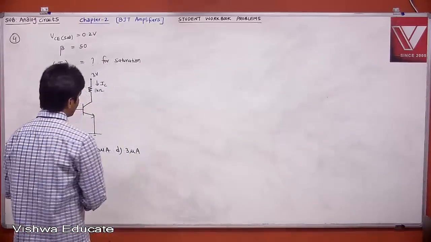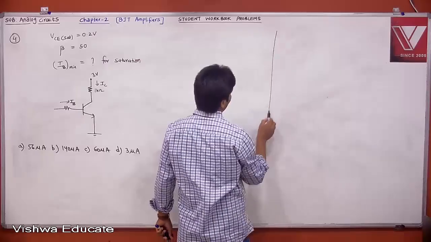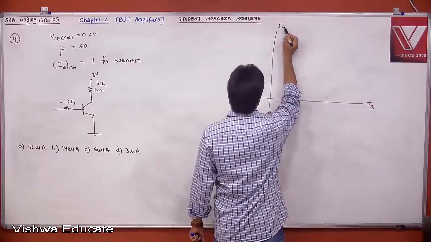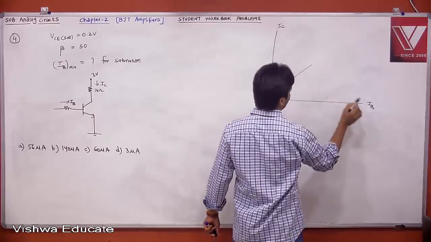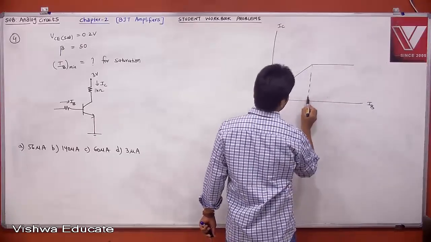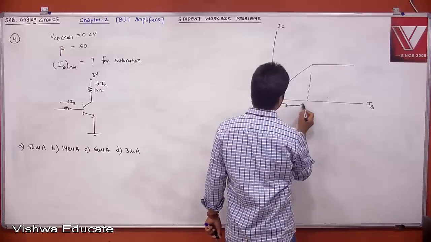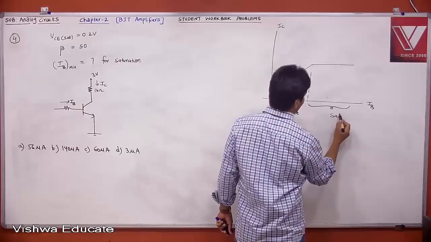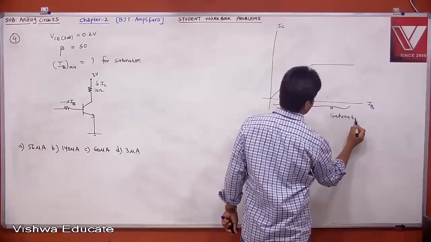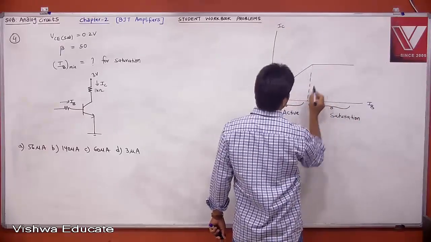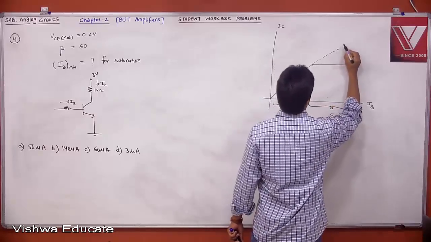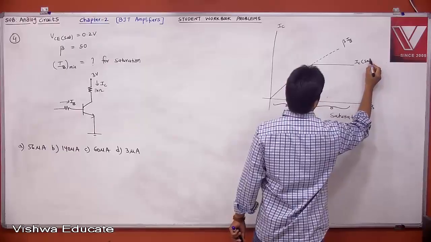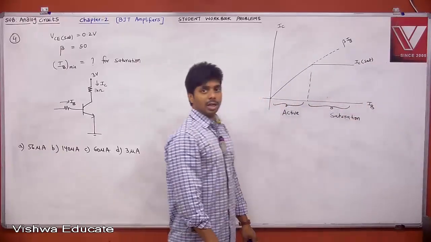Now what is asked is, I gave you already, this is your IB and this is your IC. When the transistor is in saturation, your IC will track IB, but once the transistor enters into the active region, and this is your saturation, which we have seen already. Right? Now this is beta into IB, and this is your IC sat. Your IC sat will be less than beta into IB.